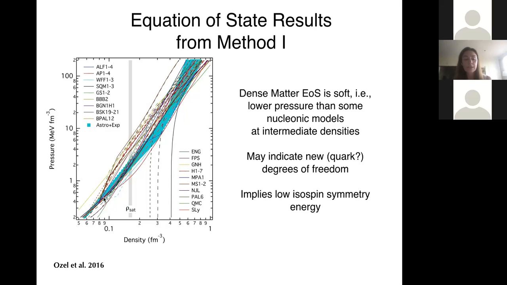And what are typical things that soften the equation of state? Well, introducing new degrees of freedom so that the energy doesn't rise as quickly. For example, this could be quarks, this could be other types of particles, but it also implies low isospin symmetry energy. What that means is that the penalty you pay to go to non-symmetric matter, so unequal numbers of neutrons and protons, is small. So these are all things that we have inferred from the compilation of those 14 sources.